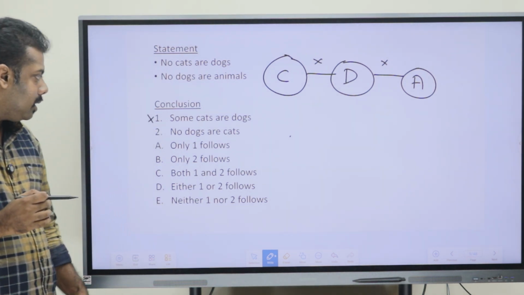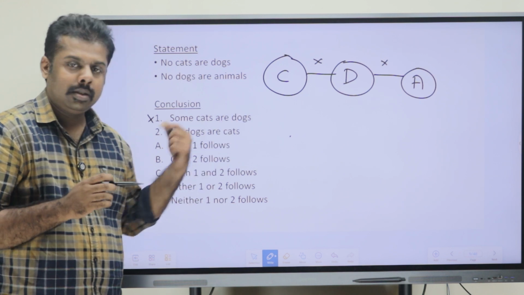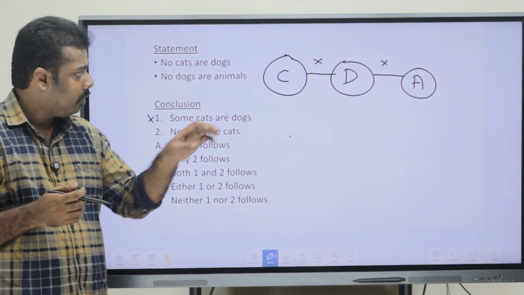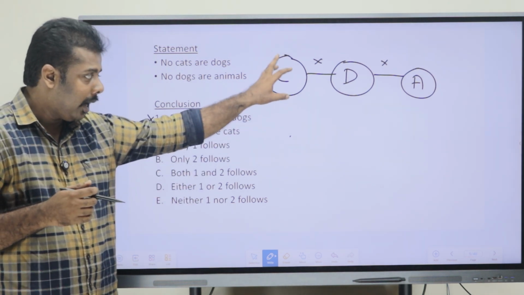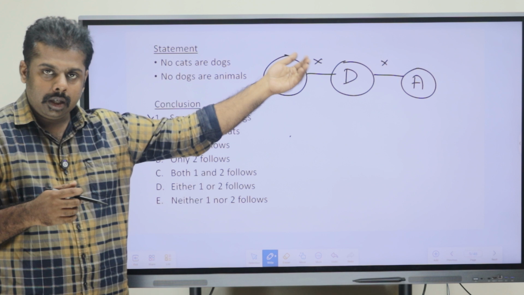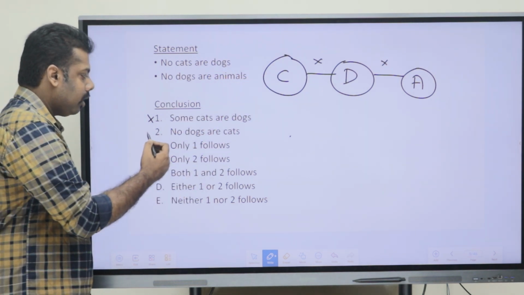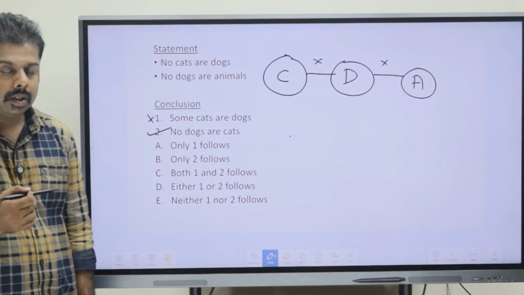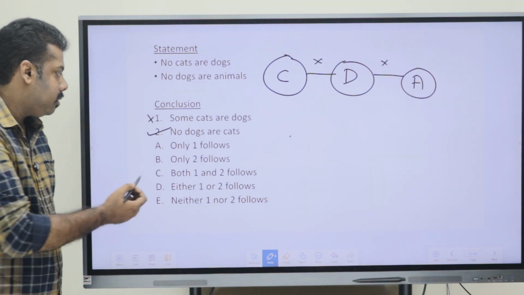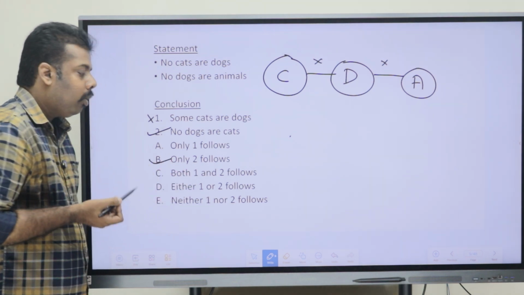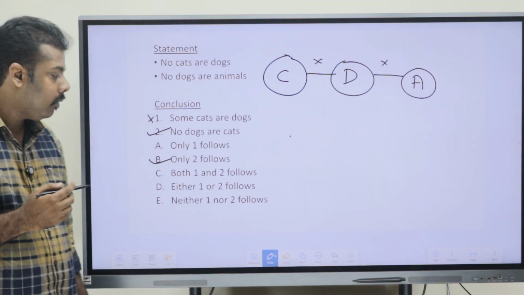Now the second one says that no dogs are cats. Okay. So is it right? So we can see that no cats are dogs. So the reverse also has to be right. Okay. So we can say that the second one is right here, first one is wrong. Okay. So which option has to be our answer here as well? Only 2 follows is the one we can mark.